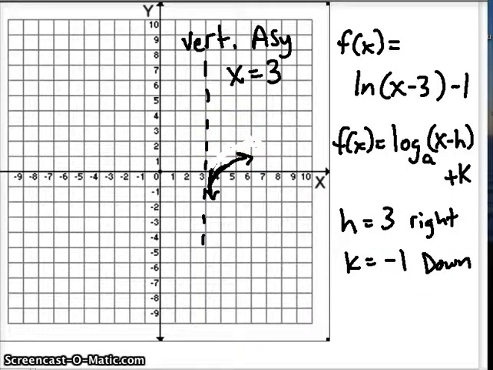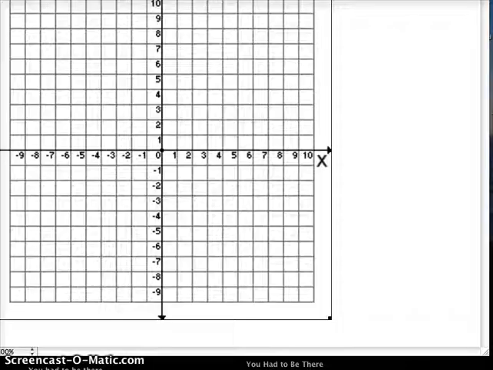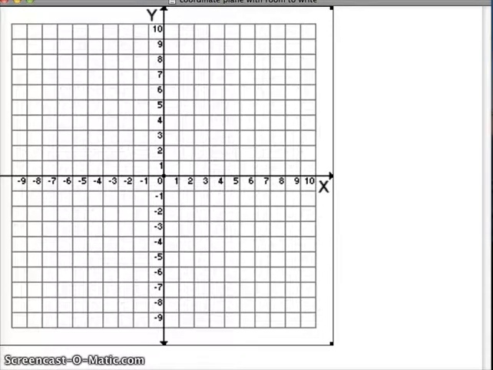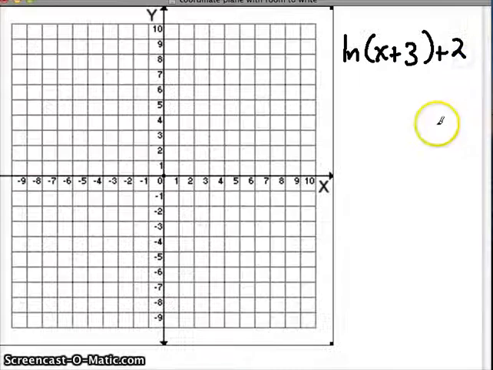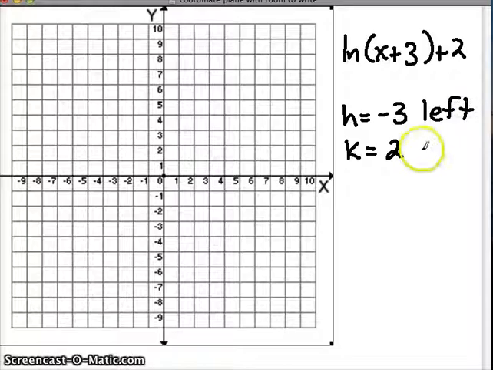Let's try one more, just see if we get it here. It's kind of tricky at first. Keep giving you those cheats, makes it a lot easier to visualize, plot quickly. This time let's take the natural log of x plus 3, plus 2. So know that your h value is going to be negative 3 this time, the opposite of what it looks like. My k value is positive 2, so I'm going left 3 spots, and I'm going up 2 spots.